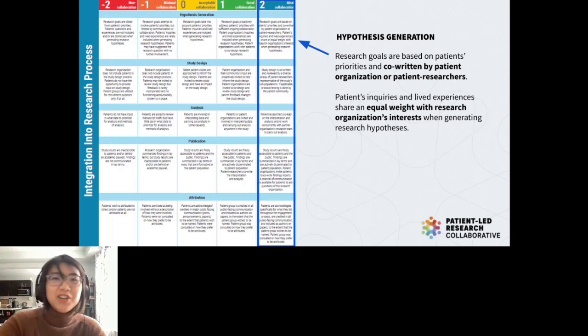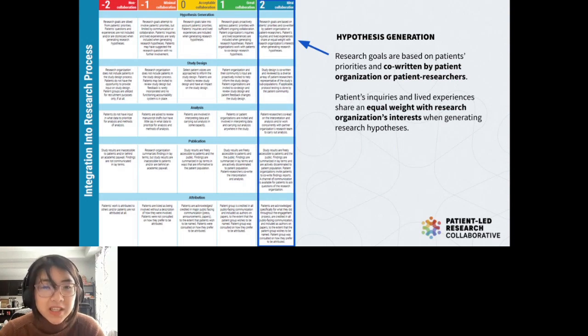So I want you all to just pay attention to the last column, which is the ideal collaboration model. And this is the one that we practice and aspire to, right? And going down the rows, it's broken down into phases of basically the research process, starting from hypothesis all the way to publication.